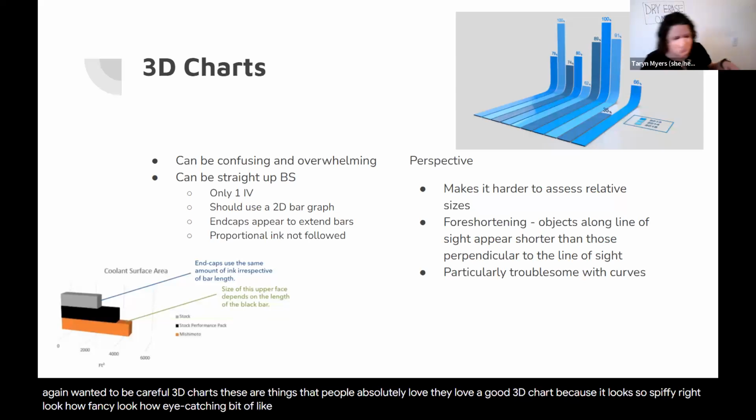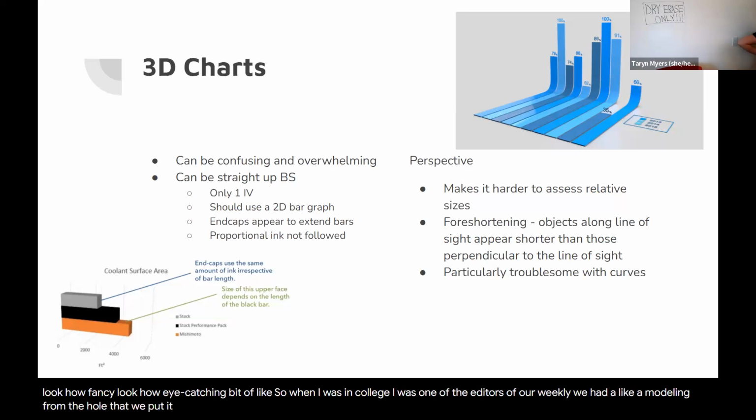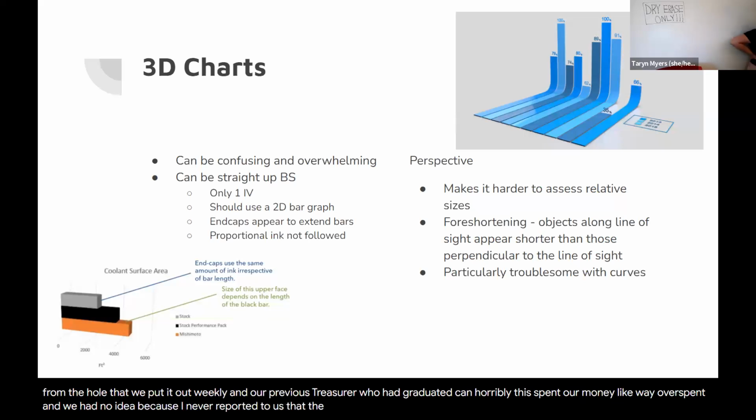Okay, I'm going to take a quick step and tell you all this story. When I was in college, I was one of the editors of our weekly newspaper. We had a Marlin Chronicle, but we put it out weekly. And our previous treasurer, who had graduated, had horribly misspent our money, like way overspent, and we had no idea because they never reported to us that this was happening. So because of this, the student council who gave us the money was like, we're going to cap your budget, which would have made it hard for us to print, etc.